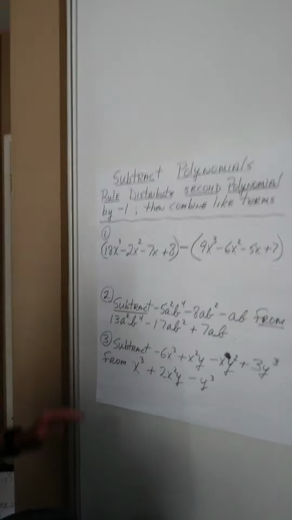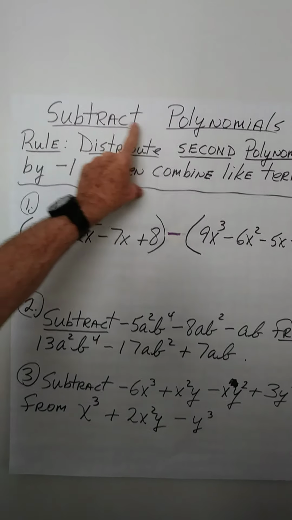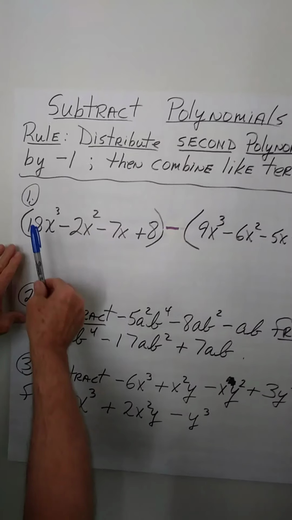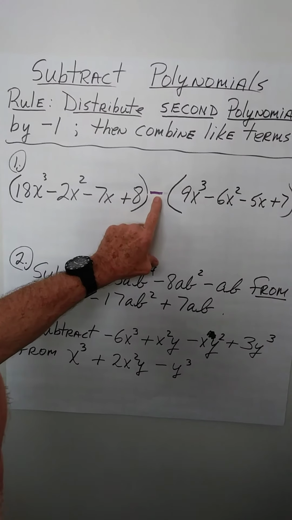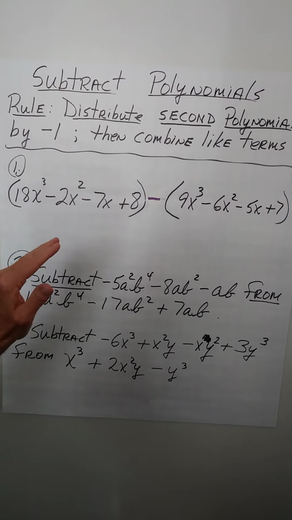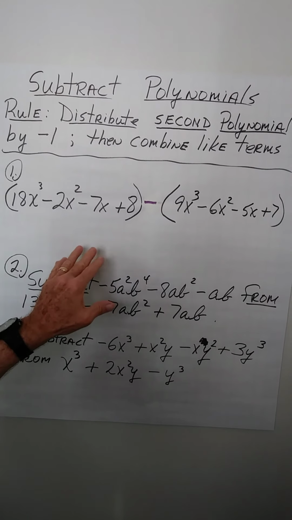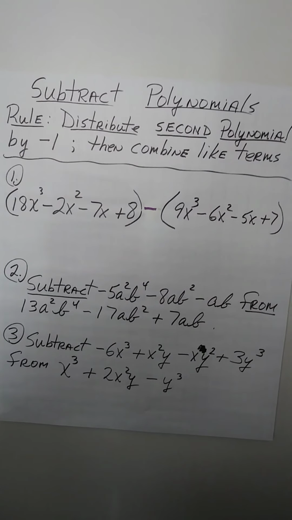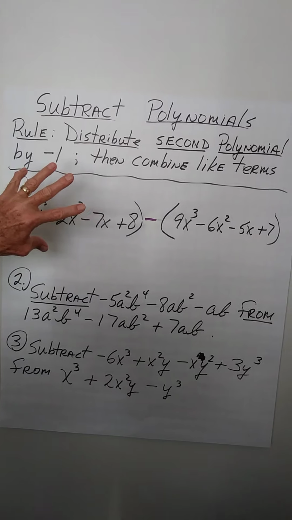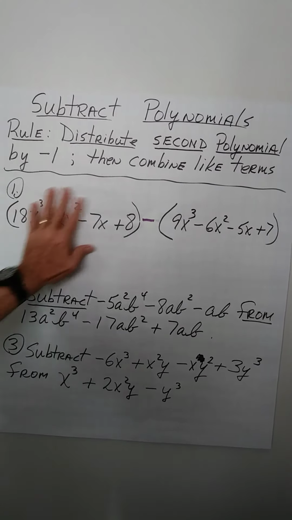Now this subtraction, here's the rule. When we are subtracting polynomials, just look at this first situation right here. There's the first one minus the second. When we subtract polynomials, we basically follow the same rule that we do when we're subtracting real numbers. The rule of subtraction says we leave the first polynomial as is. You don't alter the first one at all.